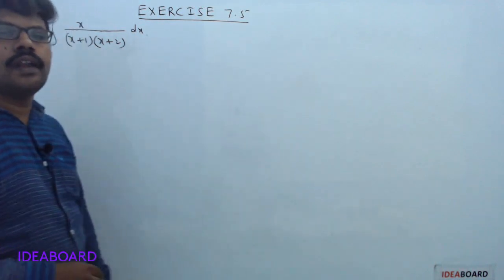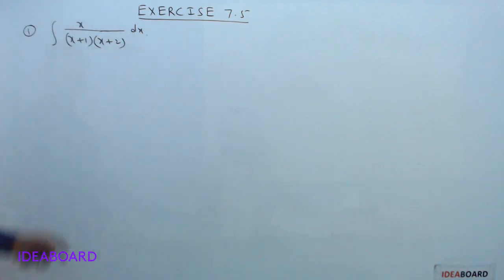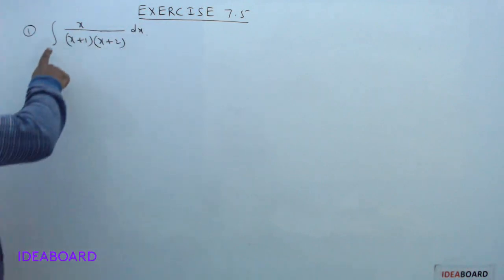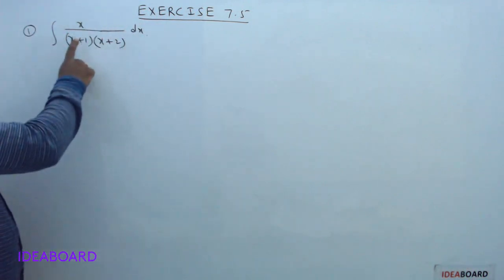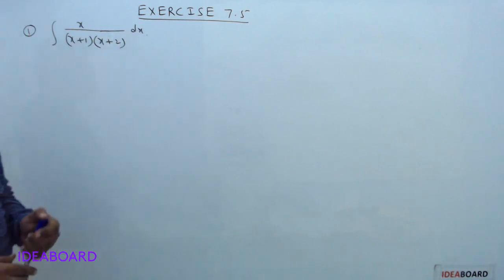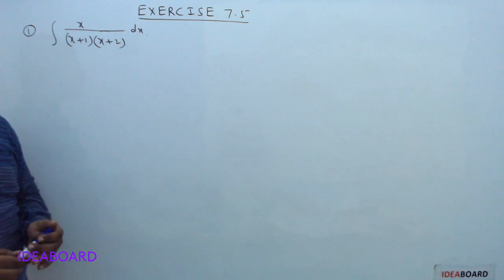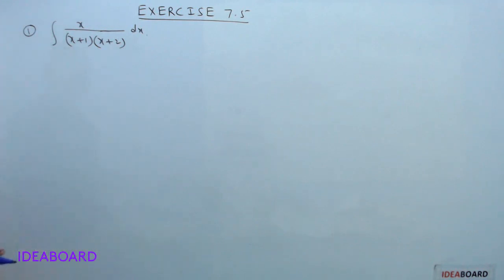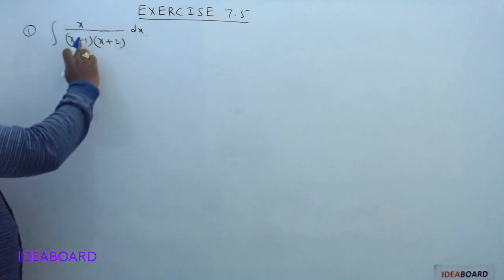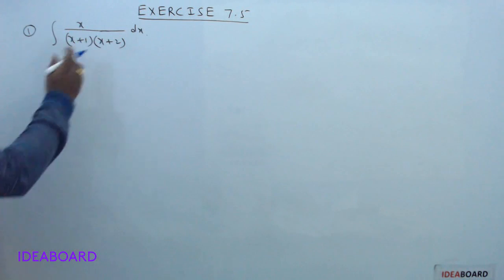Now see the problems related to type 1. First question in exercise 7.5: integral x divided by x plus 1 into x plus 2 dx. Here you can solve this problem by partial fractions concept. Now what is the given integrand? Integrand is x divided by x plus 1 into x plus 2.